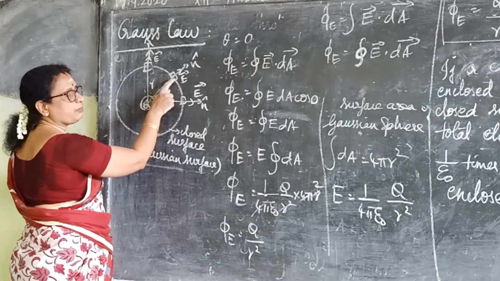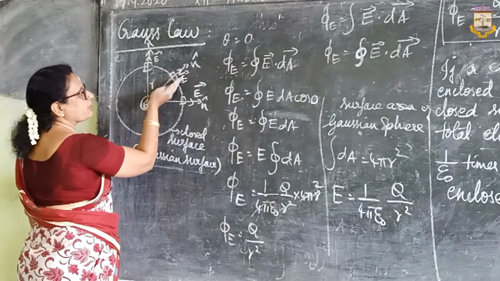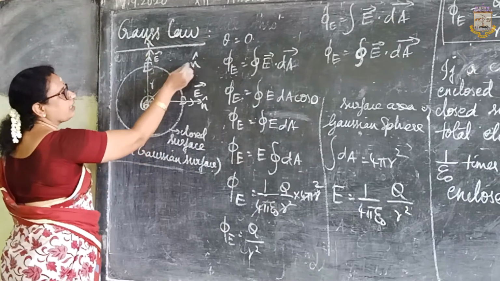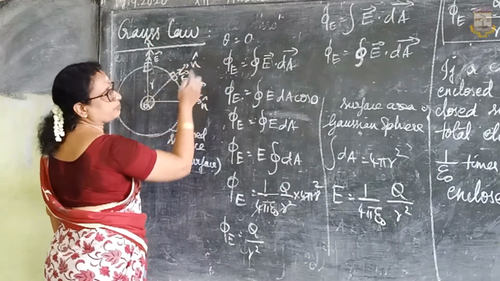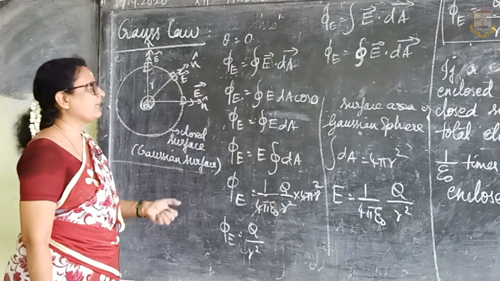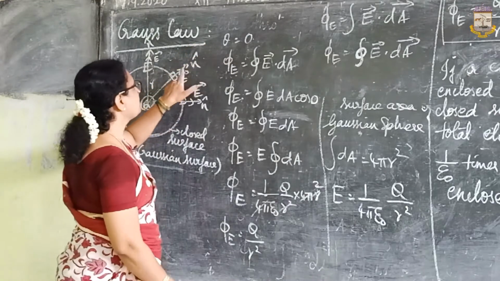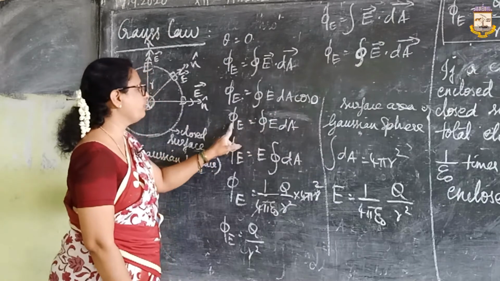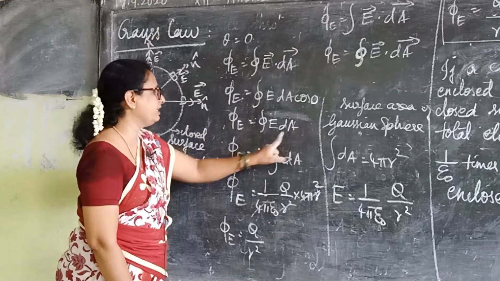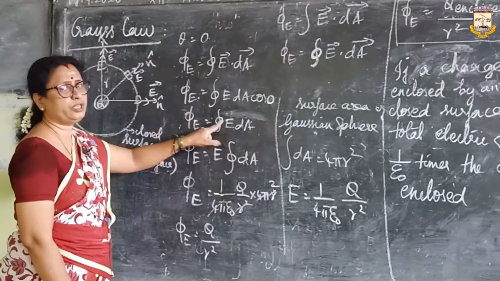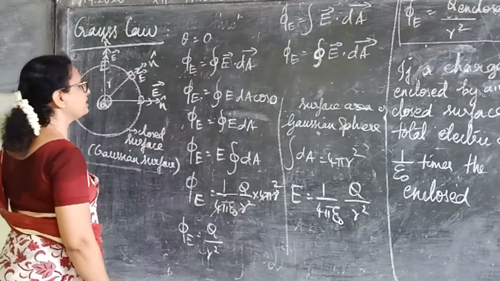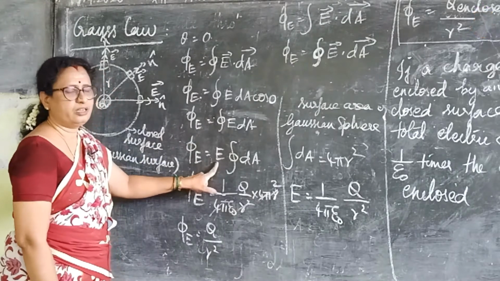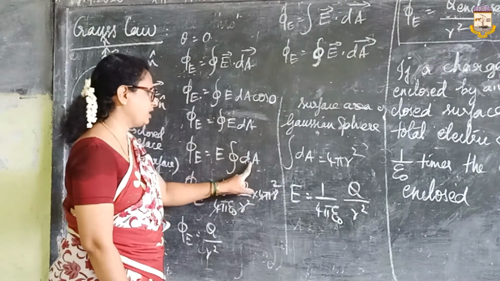If you take the area element at this point also, the direction of E vector and n cap will be the same. So the angle between the electric field and the direction of the area vector is 0, that is theta is 0. Substituting 0 here, we have phi E equal to closed integral E dA. I have already told you E is the same at all points on this imaginary Gaussian sphere. So you can take E outside the integral symbol, and you have closed integral dA.